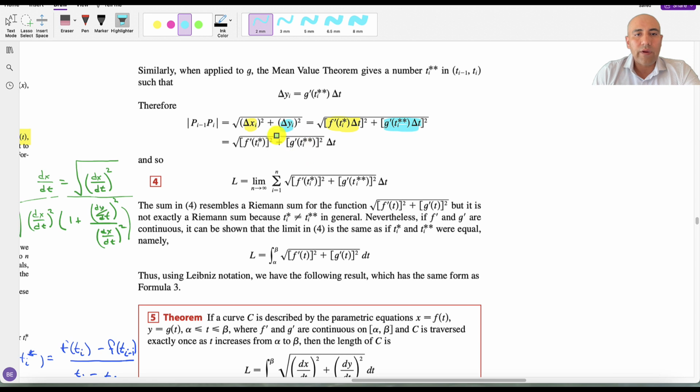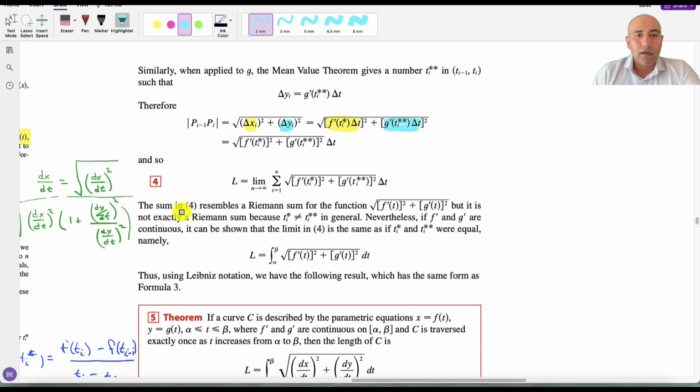And so we end up with this, the square root of f prime of t sub i star squared plus g prime of t sub i double star squared. And so the limit L, the whole length of the curve L, is equal to the limit as n goes to infinity of this Riemann sum, right? So this was just the length of one little segment, but now if we add up all n segments and then apply the limit as n goes to infinity, we'll get the exact value L.